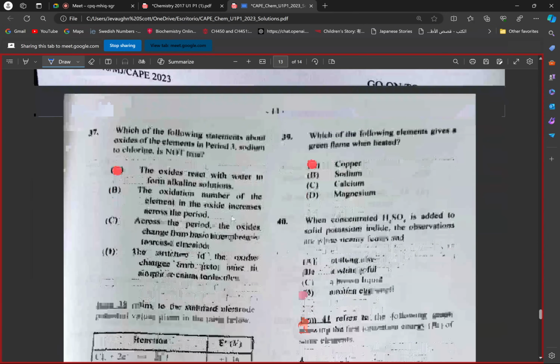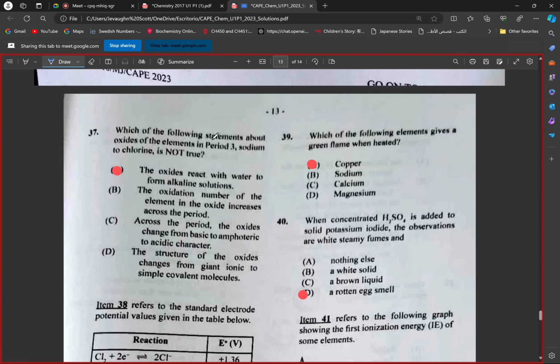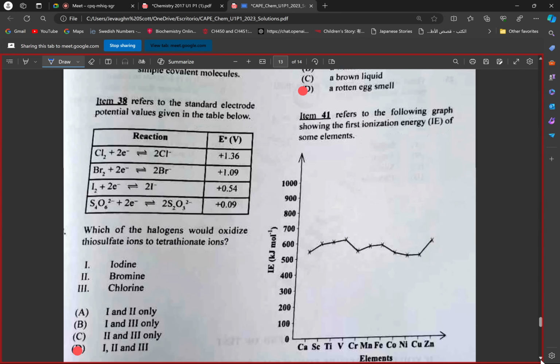Which of the following statements about oxides of elements in period 3, sodium to chlorine, is not true? The oxides react with water to form alkali? Period 3 oxides are acidic oxides, so that's why it would not be true. They cannot form alkaline solutions in that case.